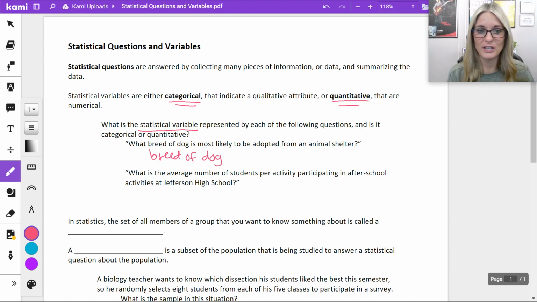That answers the first part of the question, stating which is the statistical variable. And then we're going to identify, is it categorical or quantitative? Categorical. I would say a Doberman or a Pit Bull or a Boston Terrier or a Lab, right? I'm not going to give you numbers. I'm going to tell you the types of dogs. So that's categorical.